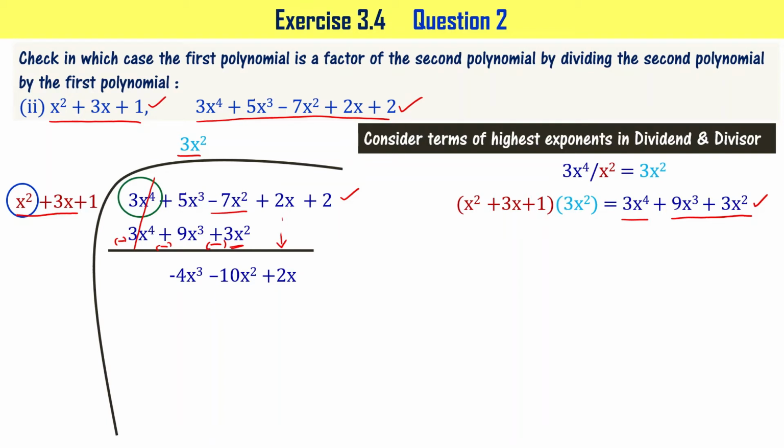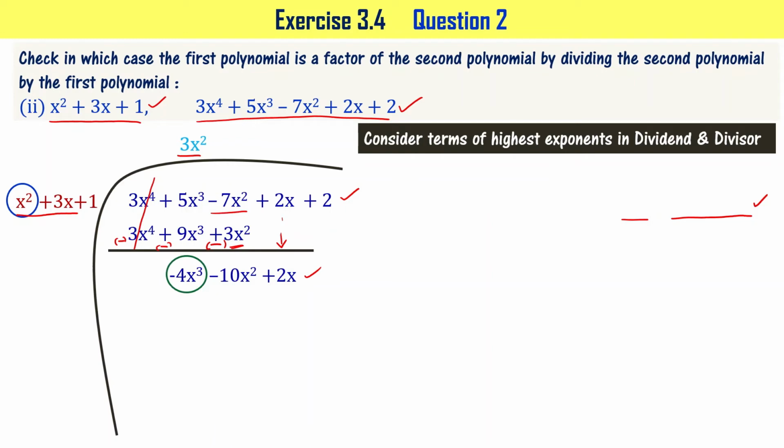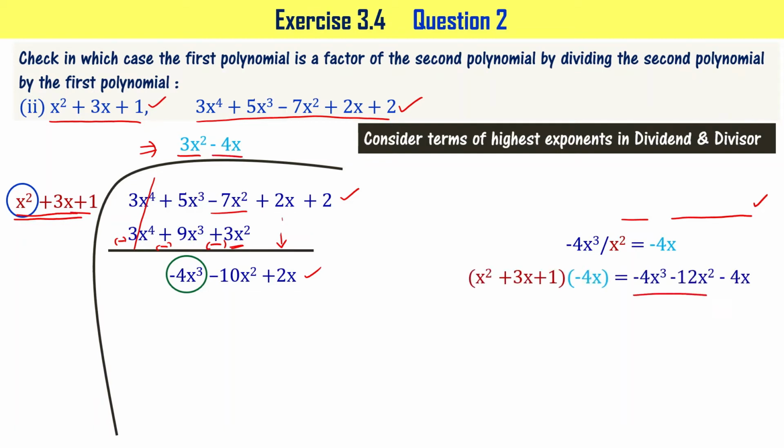Now in this expression, the term containing highest exponent is minus 4x cube. Let me divide that with x square, so that we have answer as minus 4x that has to be written as part of the quotient here, right? And let me multiply the divisor x square plus 3x plus 1 with this minus 4x. When I do that, I'll get answer as minus 4x cube minus 12x square minus 4x. Let me subtract that from the expression given here.